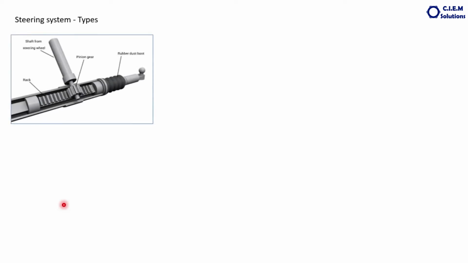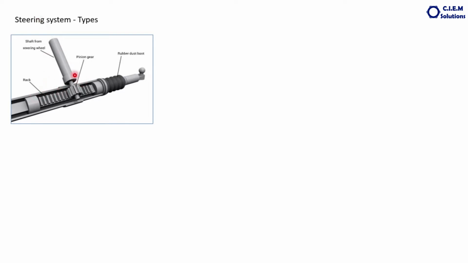Before going to talk about the rack and pinion steering system, let us have a look at how many types of steering systems are available in vehicles. This is the rack and pinion, what we discussed and what we are going to discuss in detail in this video. This is the pinion, the rack.